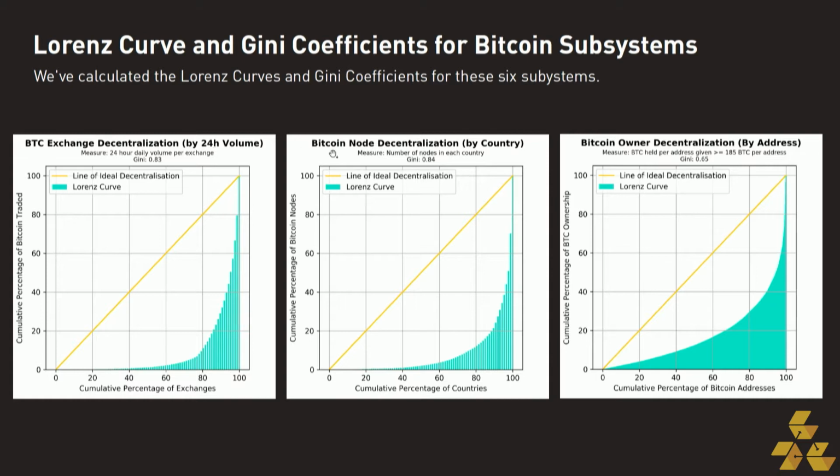For exchanges, for nodes, and for owners, we also calculated all this stuff. And all this stuff is online. If you Google quantifying decentralization, there's a blog post we did. It's at news.2am.co. You can see that blog post.